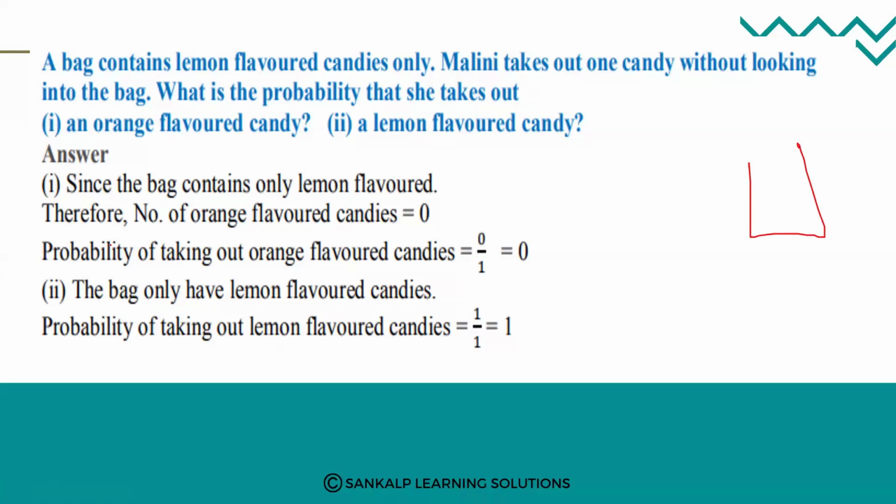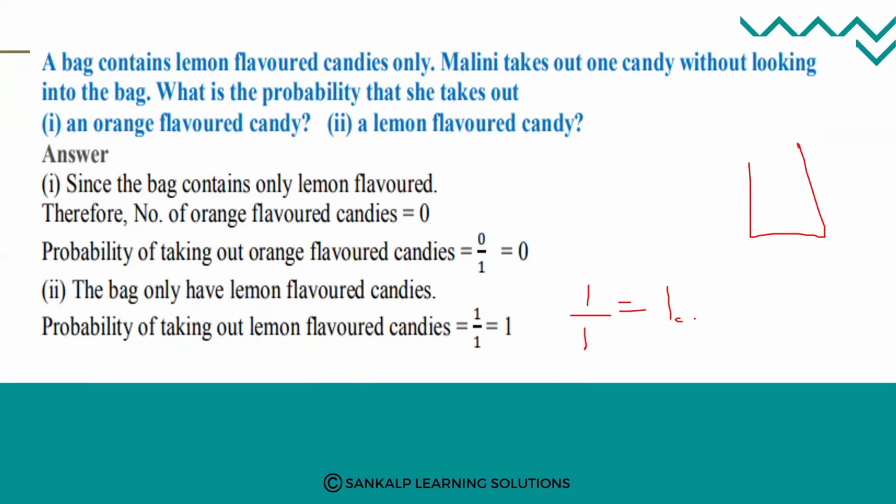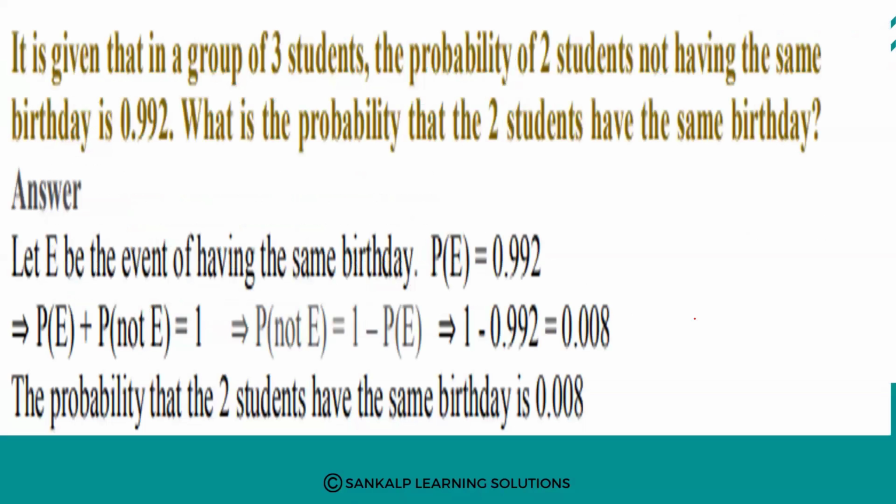Since the bag contains only lemon flavor, therefore the number of orange flavor candies is 0 here. So probability of taking out orange flavor candy is 0 divided by 1, that is 0. Bag contains only lemon flavored candies. Probability of taking lemon flavored candies is 1 divided by 1, that is 1. Next. So this question will be asked for 2 marks. Okay.